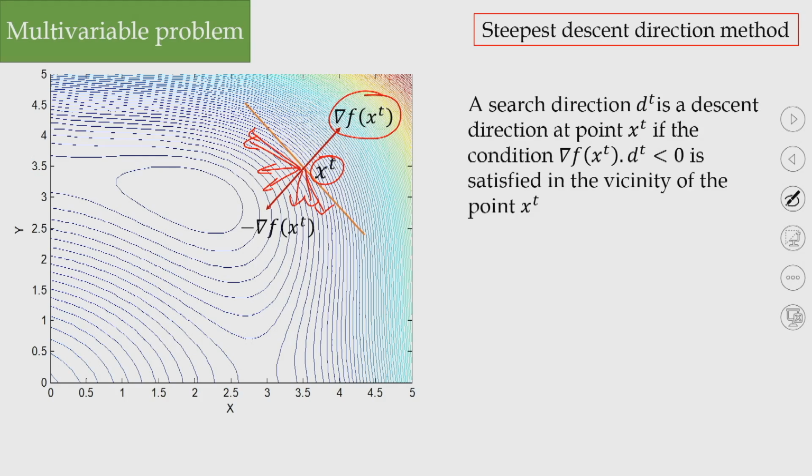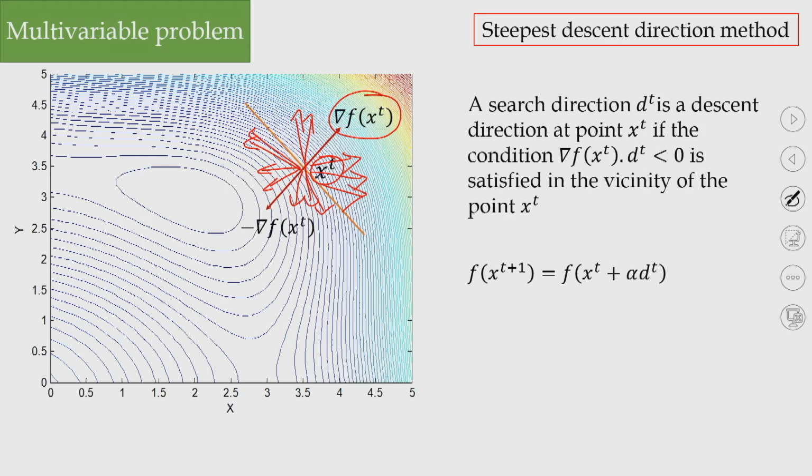Therefore, if you take any direction on this side, your function value will reduce, and you can say that direction is a descent direction. Now, if I go along this direction, your function value will not decrease, it will increase. Therefore, those particular directions are not descent directions. So, I can define that a search direction dt is a descent direction at a point x t if the condition del f at x t dot dt less than 0 is satisfied in the vicinity of the point x t. I can prove that.